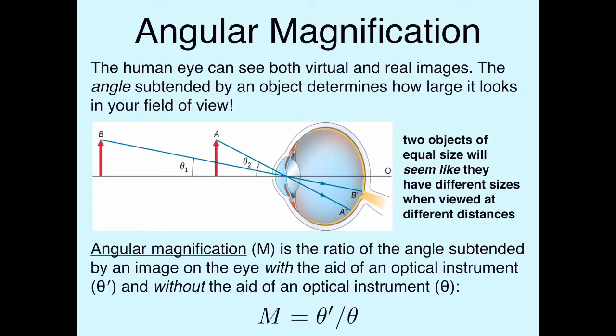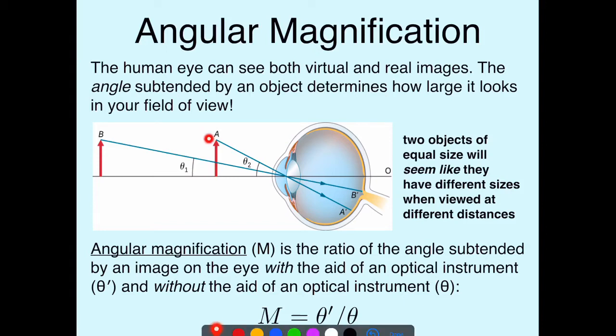Now, the thing to realize here is that when we look at an object, how big it appears to be doesn't actually depend on the size of the object. It instead depends on the angle that that object takes up in our field of view. In other words, it's the angle subtended by an object that determines how large it looks in your field of view. So let's take a look at an example here.